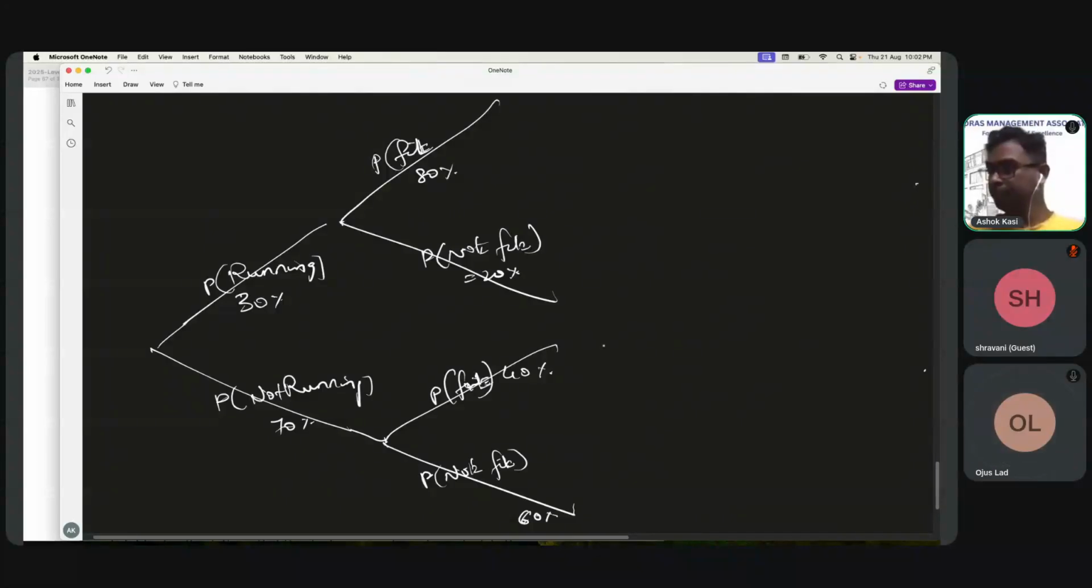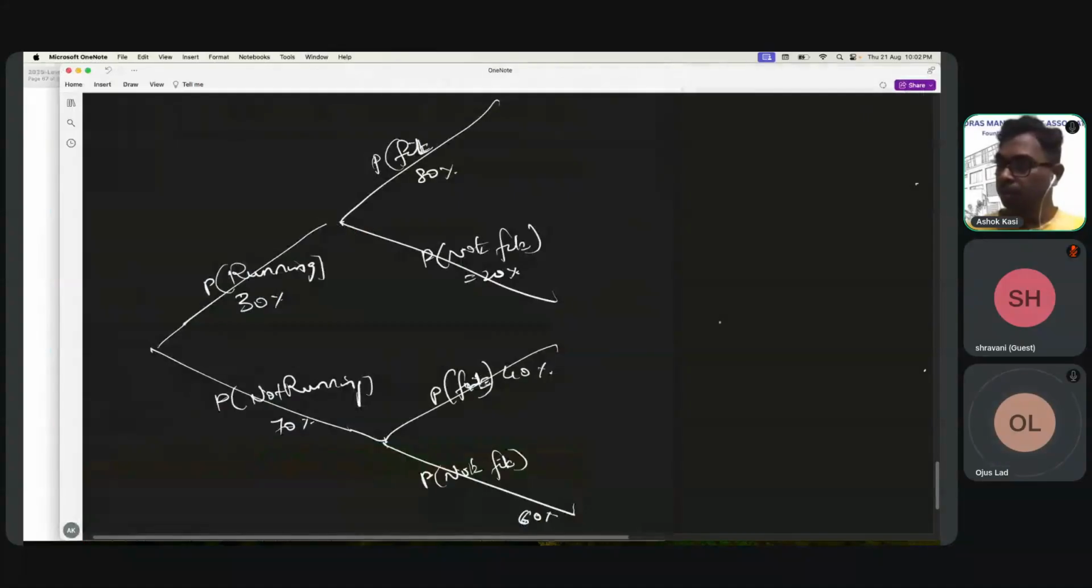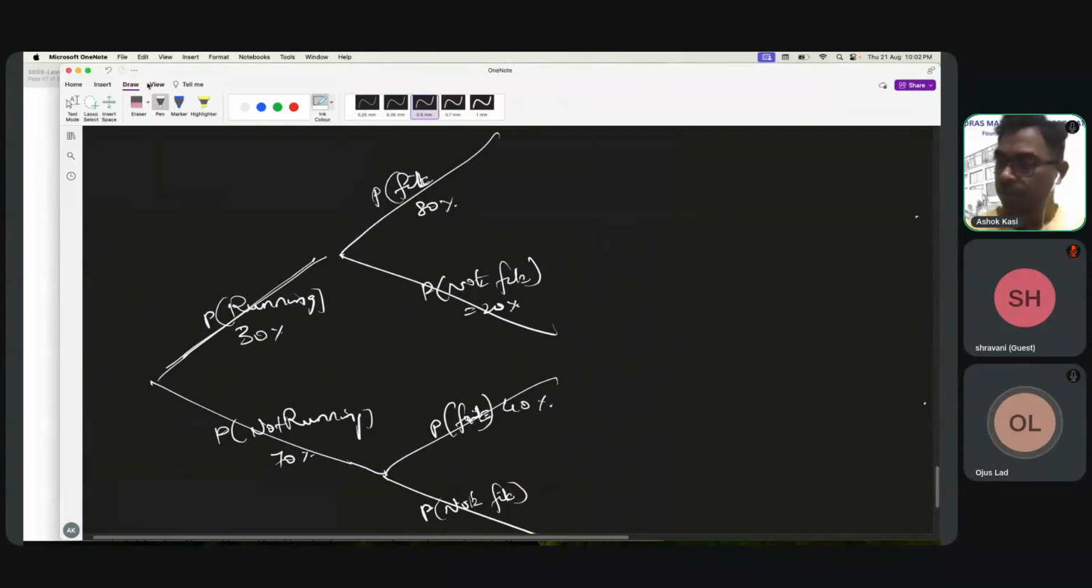Now, see, what is Bayes theorem, Bayes formula? This is a little tough to understand. See, because somebody is running, this is called unconditional probability. The one that is happening first is called unconditional probability. This is also unconditional probability. There are no conditions for it to happen, right?